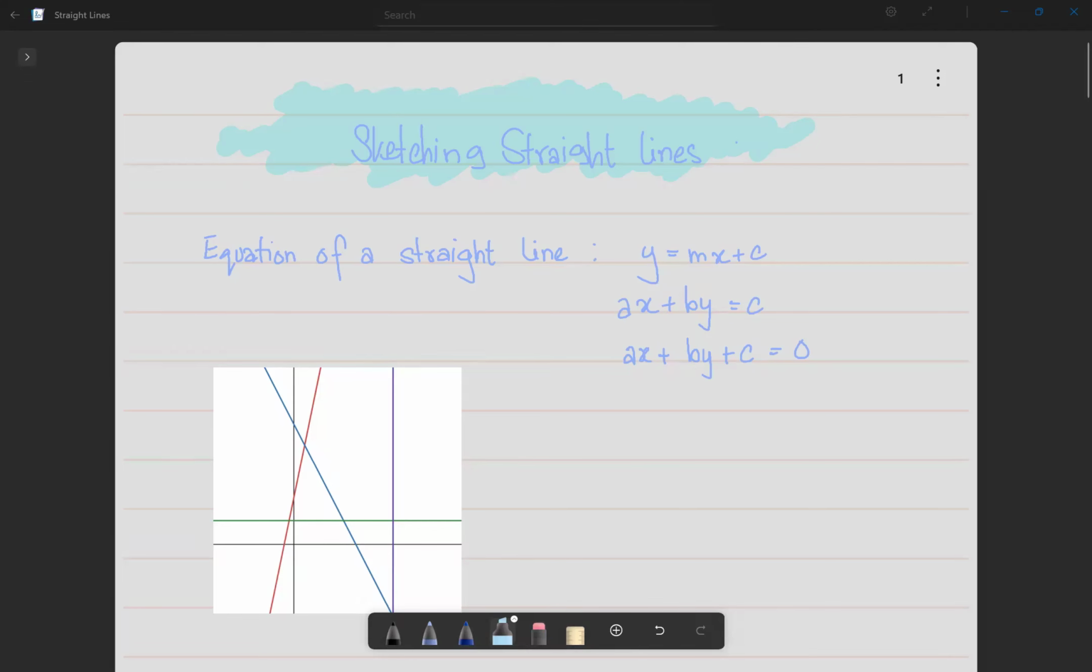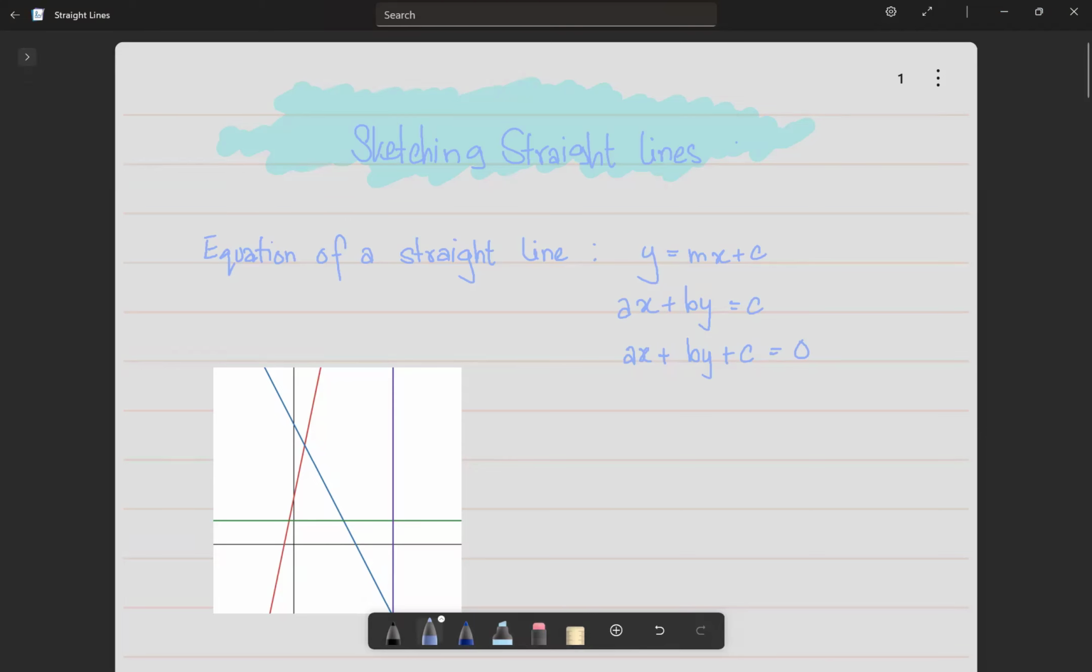Hello students. In this video, we will be learning how to sketch straight lines. For sketching straight lines, we need to first know how the equation of a straight line looks. So here are the three common forms of the equation of a straight line.